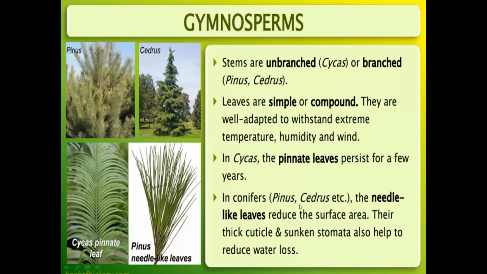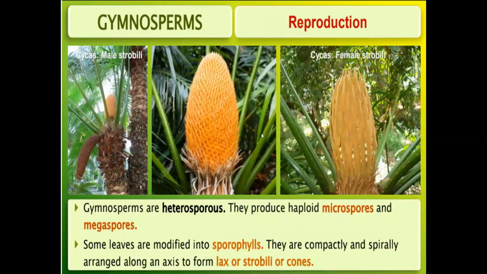In conifers, the needle-like leaves, what is the use of needle-like leaves? They reduce water loss. They prevent transpiration because they reduce the surface area. They have a thick cuticle and sunken stomata. Since the stomata are deep inside, water cannot come out easily, and it reduces water loss. So this is about stem and leaf. Next, we'll go to gymnosperm reproduction.